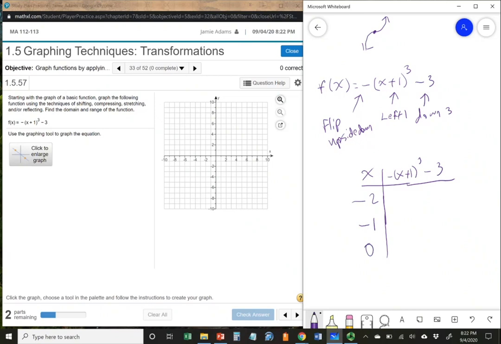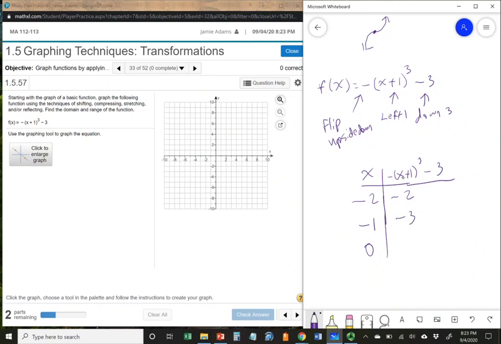Now I'm just going to plug these values in. Negative 2 plus 1 is negative 1. Negative 1 cubed is negative 1. Negative 1 times negative is positive 1. Positive 1 minus 3 is negative 2. Then I have negative 1 plus 1, that's 0. 0 cubed is 0 times negative is 0 minus 3 is minus 3.